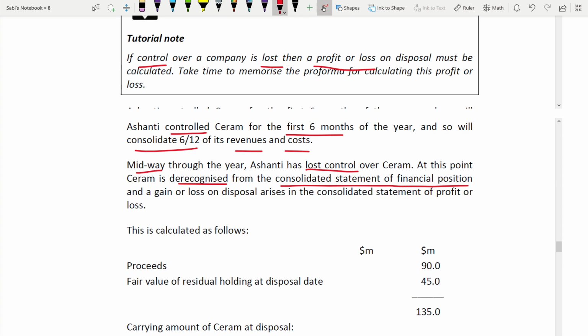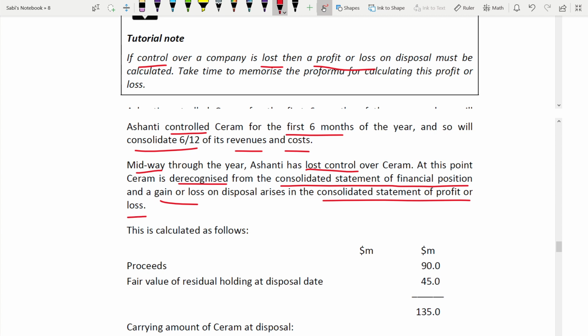And what happens? What is the next thing after you de-recognize from there? Second thing is a loss or a profit, and loss or profit goes where? Consolidated statement of profit or loss. So second is gain or loss will arise and it goes to consolidated statement of profit or loss.